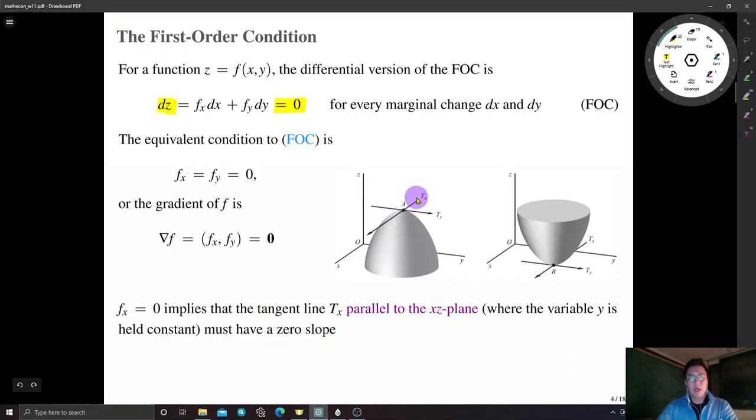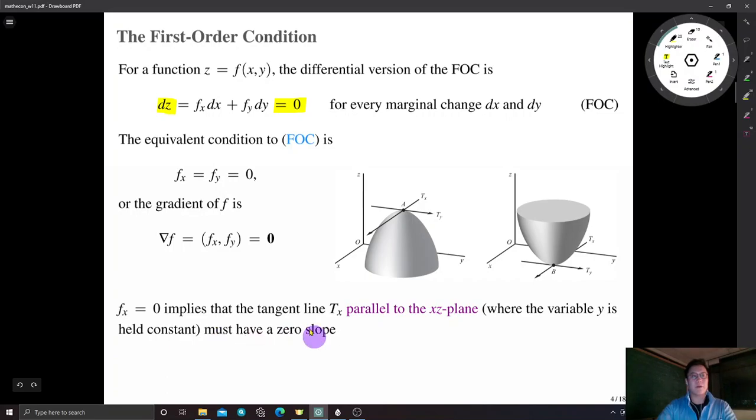Okay, so along this tangent line, notice that the variable y is held constant. So that is consistent with the definition of f sub x. When we compute the partial with respect to x, we treat the other variable y as a constant, and treat x as the only variable. But along this axis, so along this tangent line that is parallel to the x-axis, only the variable x changes and y is held constant. Okay? So f sub x equal to 0 implies that this tangent line has a zero slope.